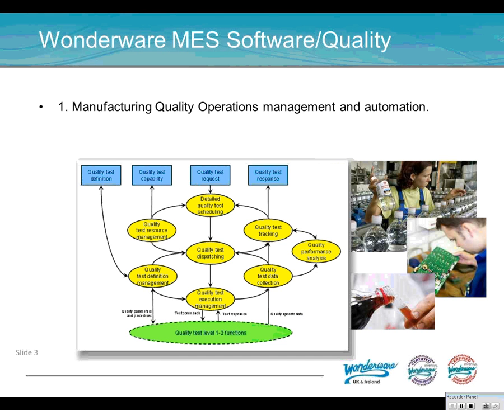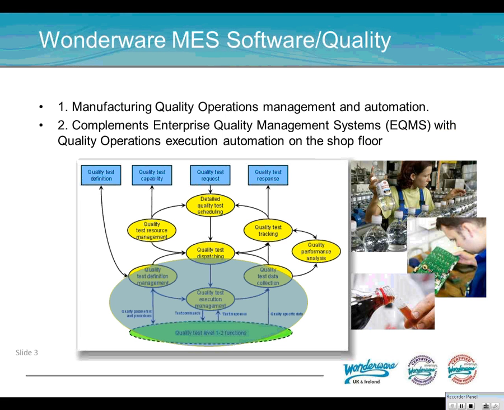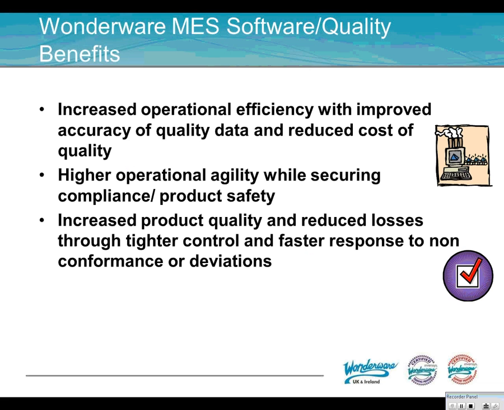When we look at the requirements of a quality management system, then you're obviously looking to be able to define the test parameters, the schedule at which you want to perform the quality tests, what information you want to actually capture, record the execution, make sure that the data is collected at the right time by the right people, and then obviously managing the analysis of the data after the event. So the quality management module complements any enterprise level quality management system that you may have by providing the automation of the quality operations execution on the shop floor.